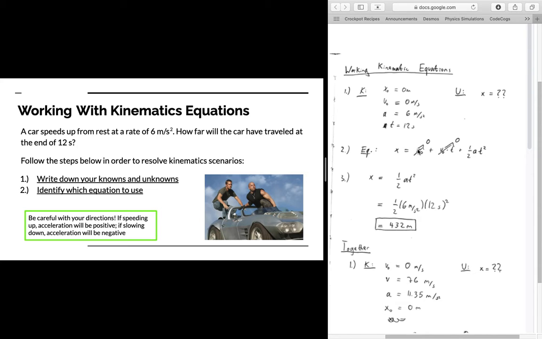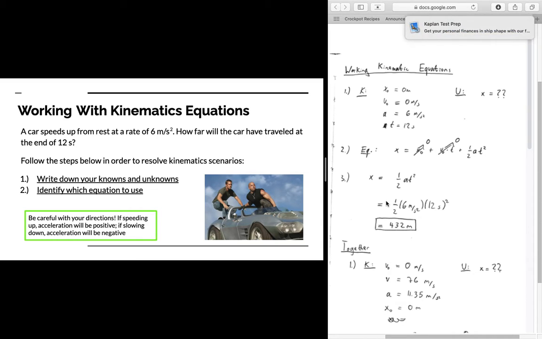So we get x equals x naught plus v naught times t plus 1/2 times a times t squared. The x naught we can set equal to 0 because that's what we have. And then the v naught times t we can set equal to 0 because v naught's equal to 0 and anything times 0 is 0. So the resulting equation we get is x equals 1/2 a t squared.